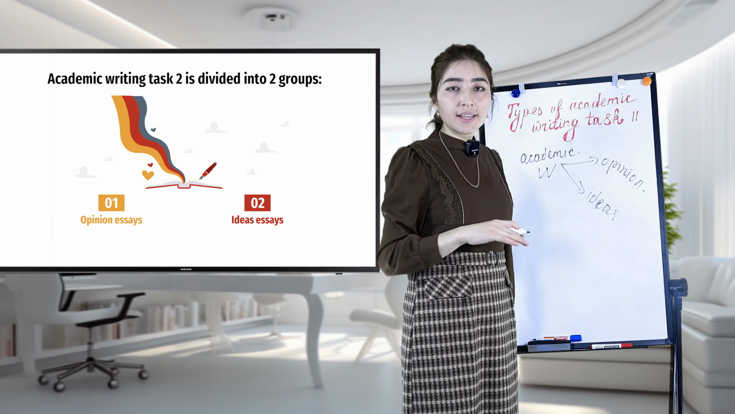Ideas essay also is divided into 2 groups. The first one is cause and effect essay, and the last one is called problem and solution essay. Okay, it is considered the overall types of academic writing task 1, but here I would like to tell you one extra point about academic writing task 1.